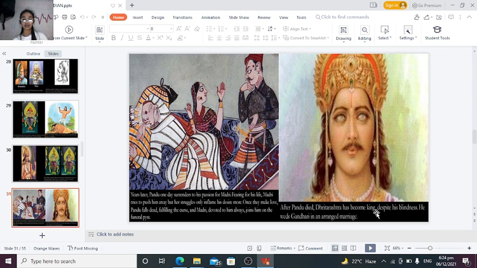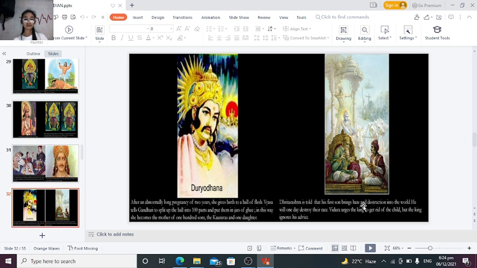Dhritarashtra has become king. Despite his blindness, he weds Gandhari in an arranged marriage. After an abnormally long pregnancy of two years, she gave birth to a ball of flesh. Vyasa tells Gandhari to split up the ball into 100 parts and put them in jars of ghee. In this way, she becomes the mother of 100 sons, or the Kauravas, and one daughter.